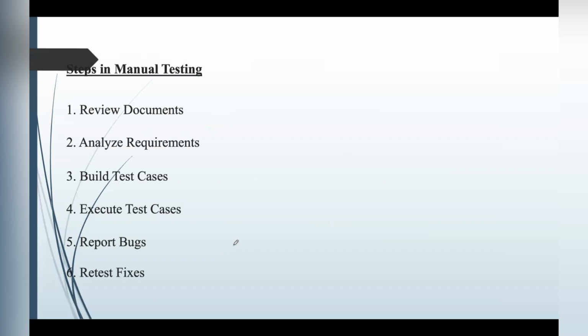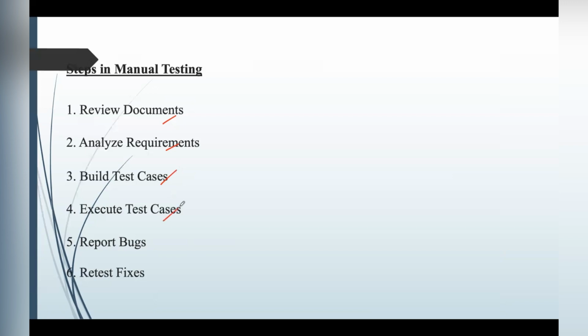Then how to perform manual testing? We have 6 steps. First one is review documents. Here, the tester observes all documents related to the software to select testing areas. Second step is analyze requirements. The tester analyzes requirement documents to cover all requirements stated by the customer. After that, build test cases. Here, the tester develops the test cases according to the requirement document and then executes the test cases.